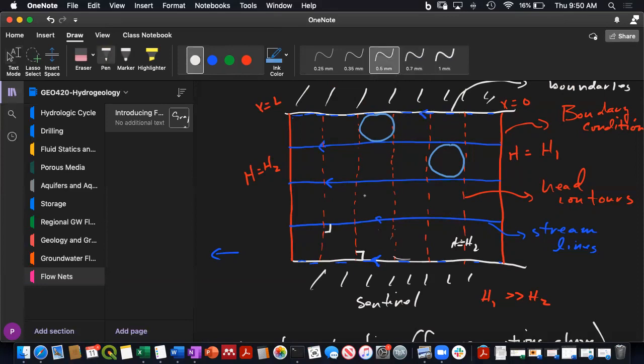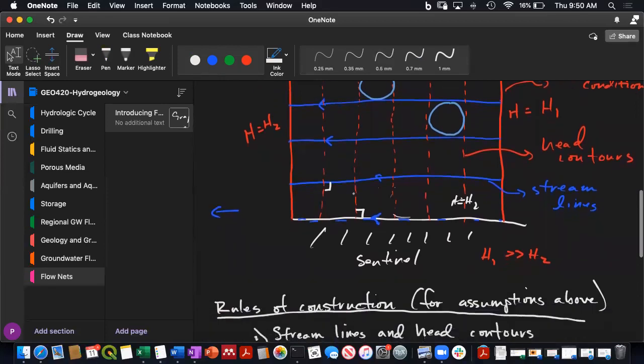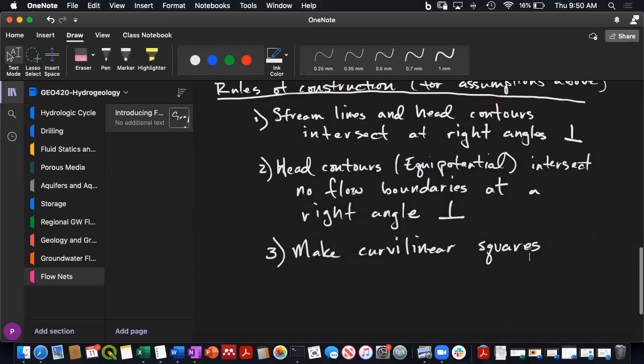This is the simplest setup. All right. If I have an aquifer where the boundaries are shrinking or that has some different geometry, life is going to get harder, and you're going to have to shrink the streamlines together and then shrink the head contours together in order to keep curvilinear squares. So these are the 3 rules.